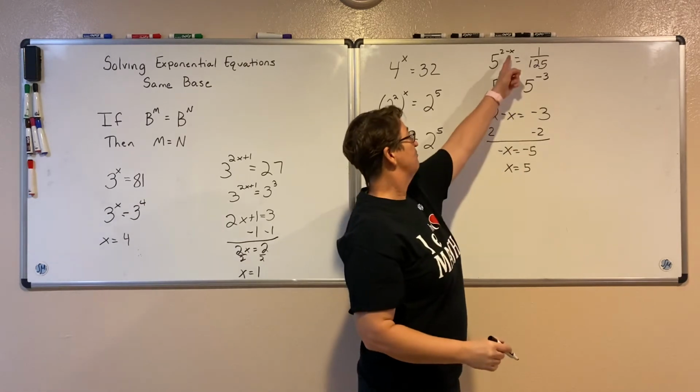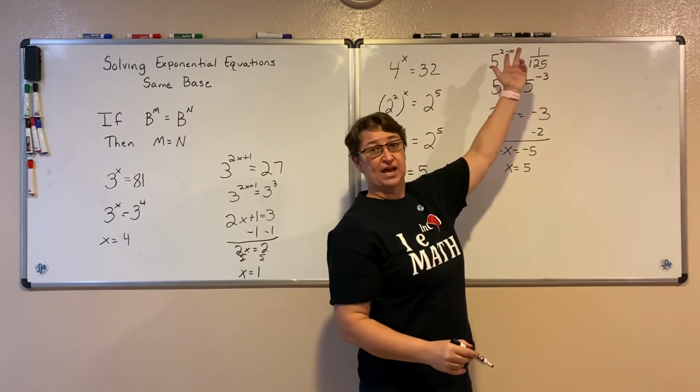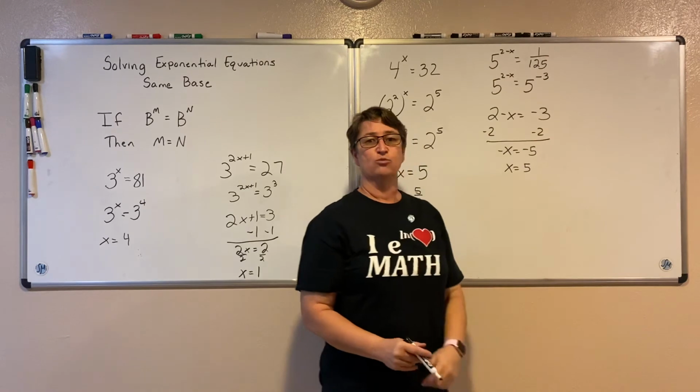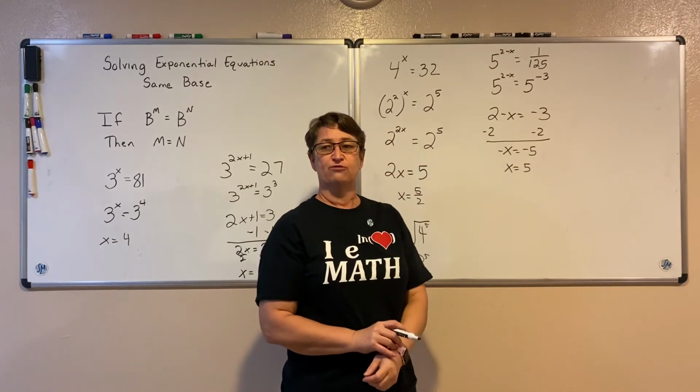Again, I put that 5 back in. 2 minus 5 gives me a negative 3, which we just saw was equal to 1 over 125.